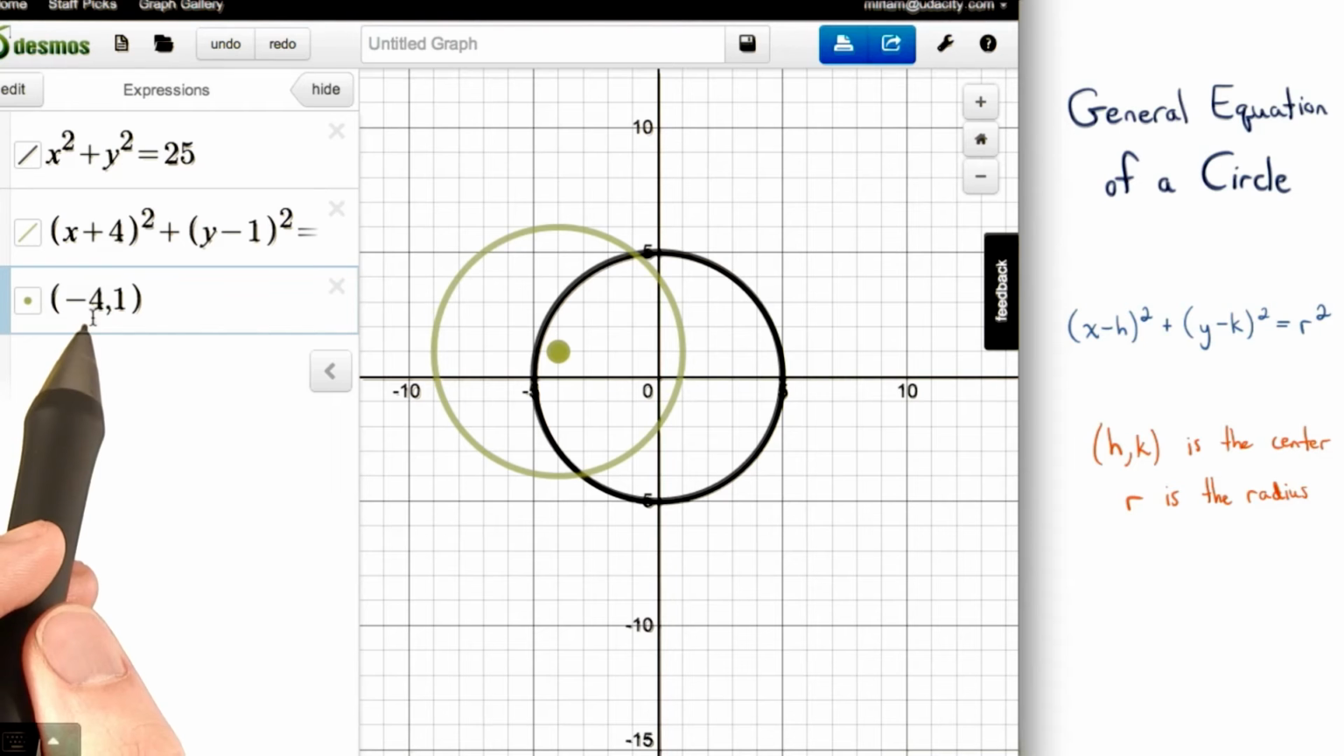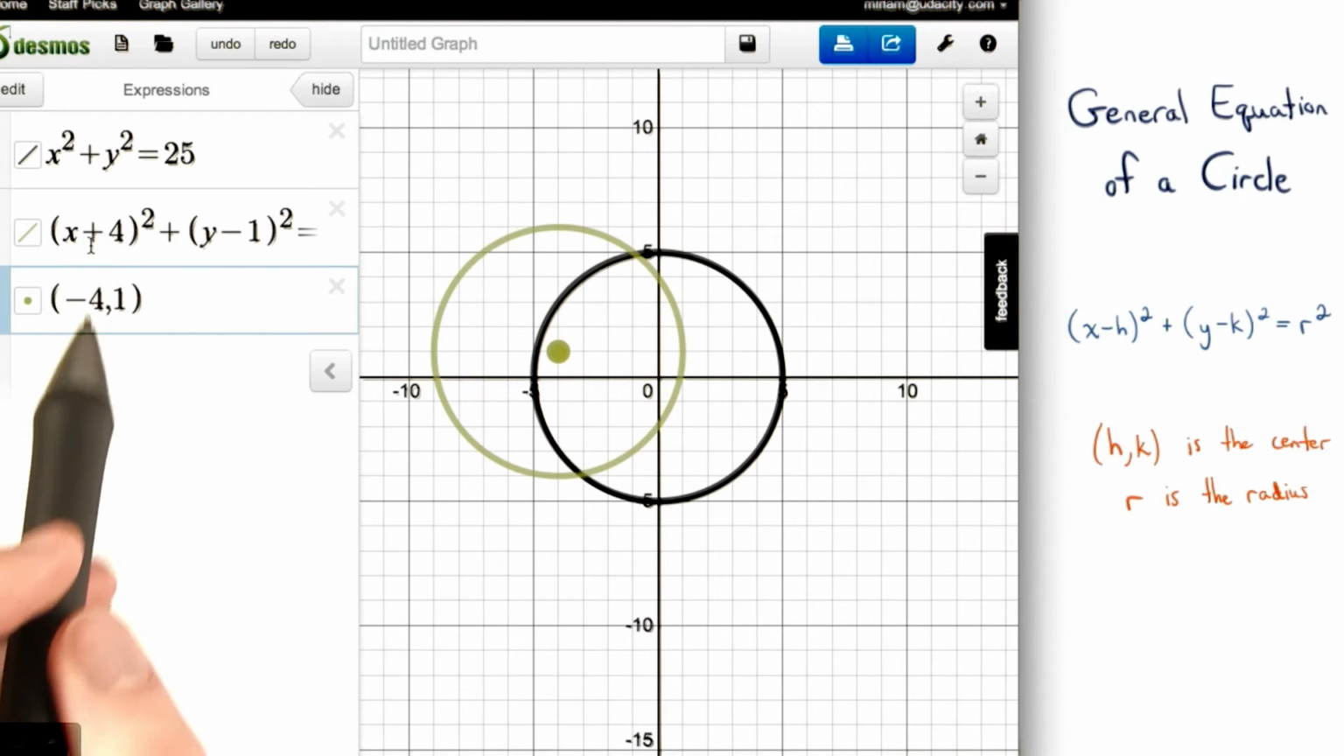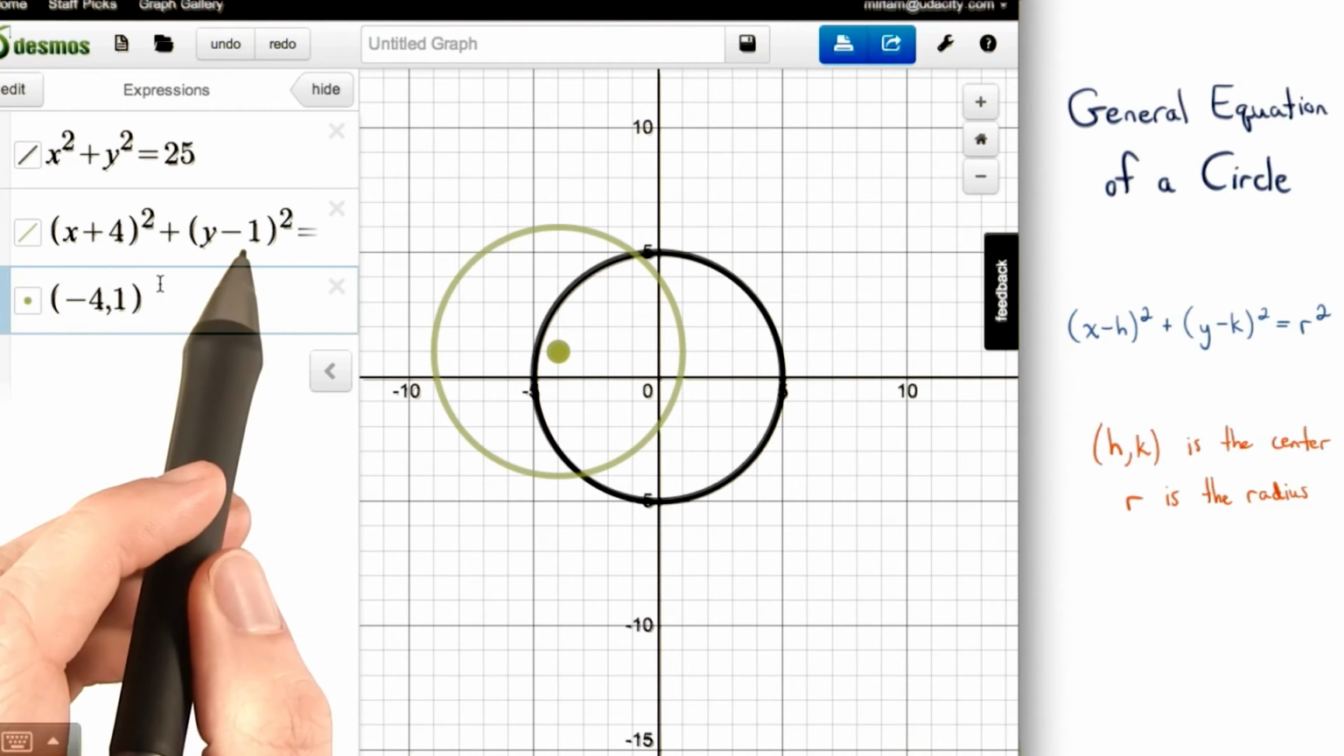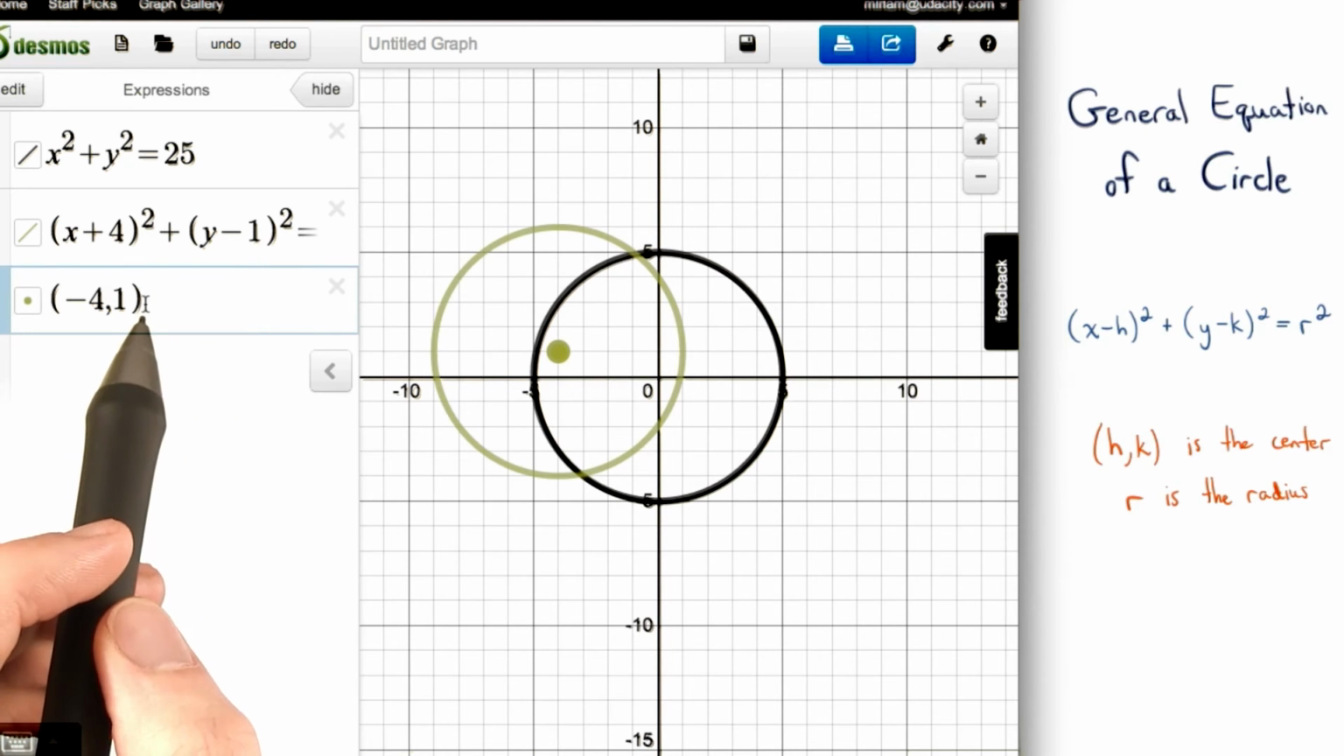This is the h value, and it's opposite in sign in the equation, and this is the k value, which is opposite of this number in the equation.